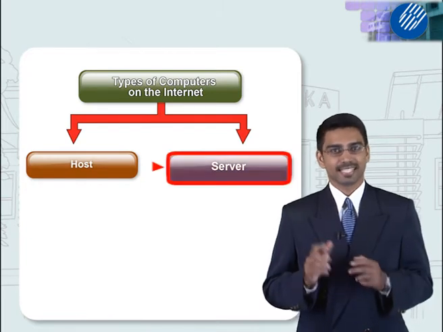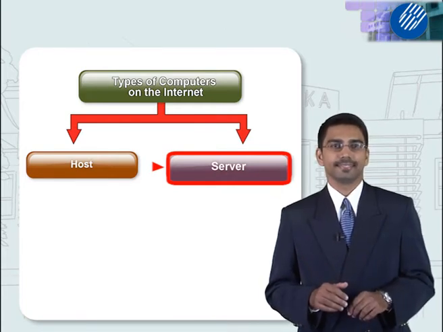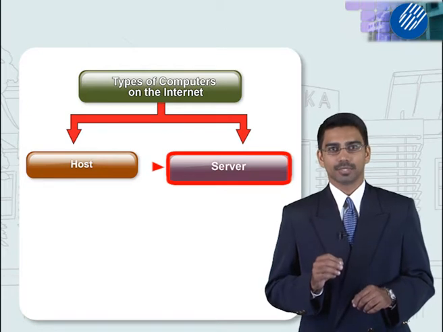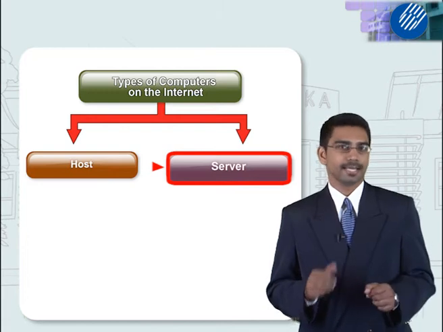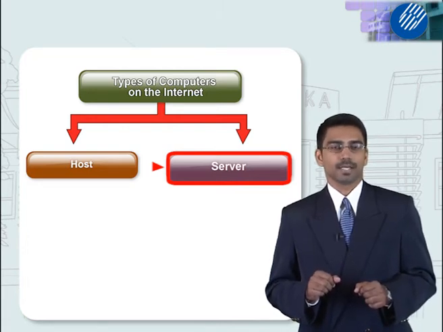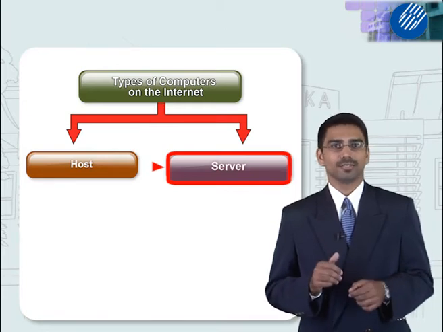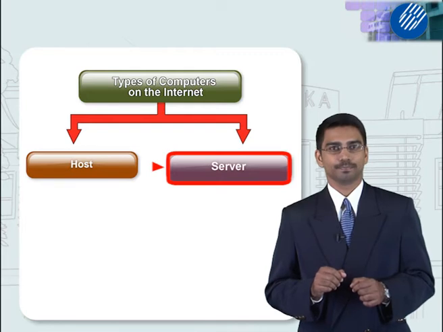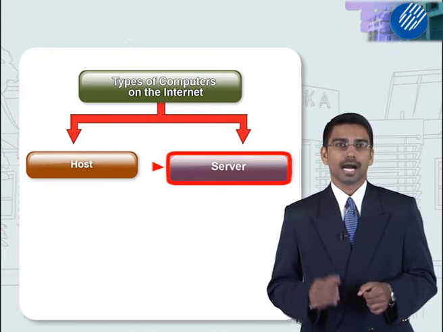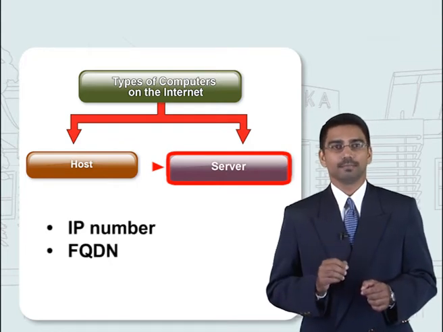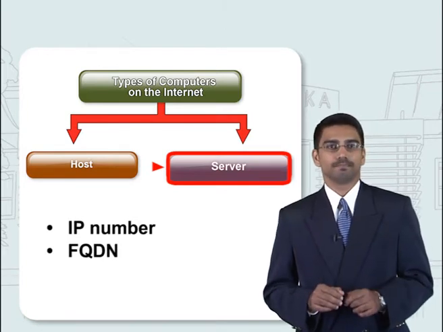Computers can also function as servers, which are computers that can be accessed by users on the Internet. A server is a high-powered computer that is used as a platform for websites, emails, electronic discussions, and others. Normally, a server would use Unix, Linux, Solaris, or Windows Server as its operating system. A server has two forms of identification, which are IP number and FQDN. FQDN stands for Fully Qualified Domain Name.